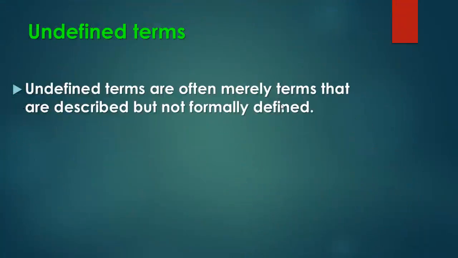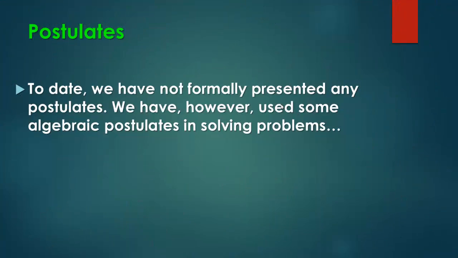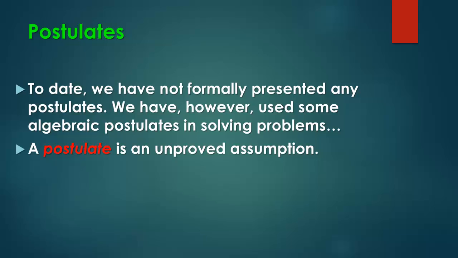Okay, so undefined terms are often just terms that we describe, but we don't formally define. So, for example, point and line: when we went over that, we described them, but we didn't really actually define them. So that's going to happen sometimes. Next, we have postulates. Now, to date, we haven't formally presented any postulates. We have used some algebraic postulates in solving problems. But we're going to get into what they are.